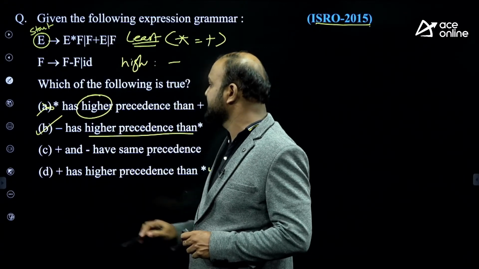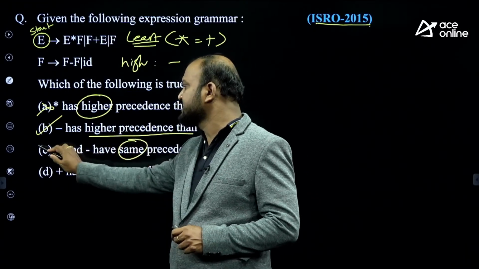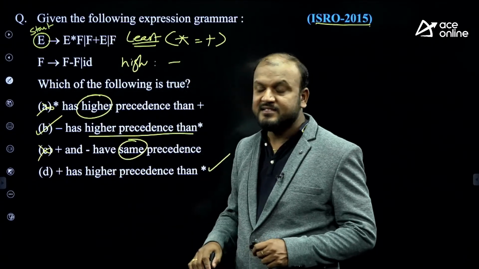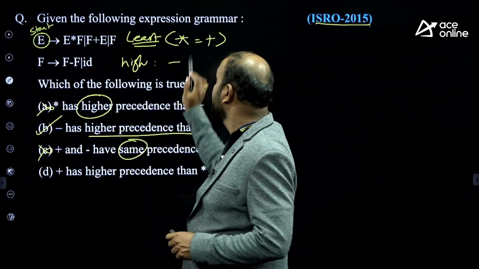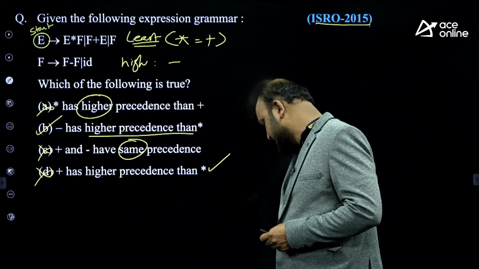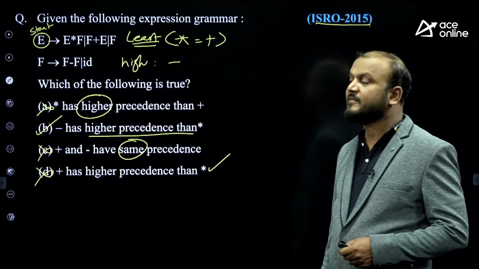No, plus is least precedence. It is not same precedence. Plus has higher precedence than star? Look, plus and star having higher precedence? No, plus and star are equal precedence. Some students gave an answer D, but D is incorrect.